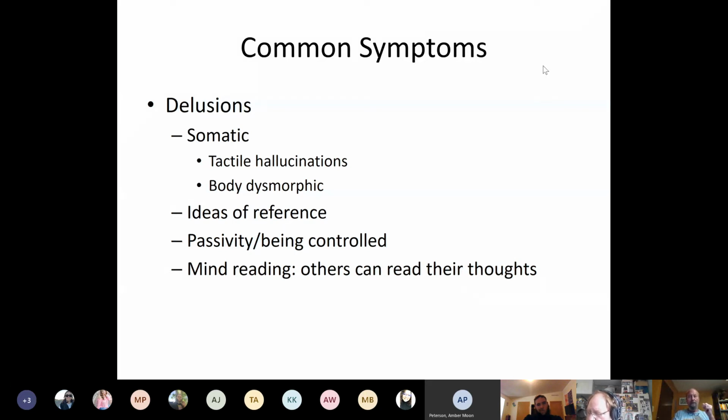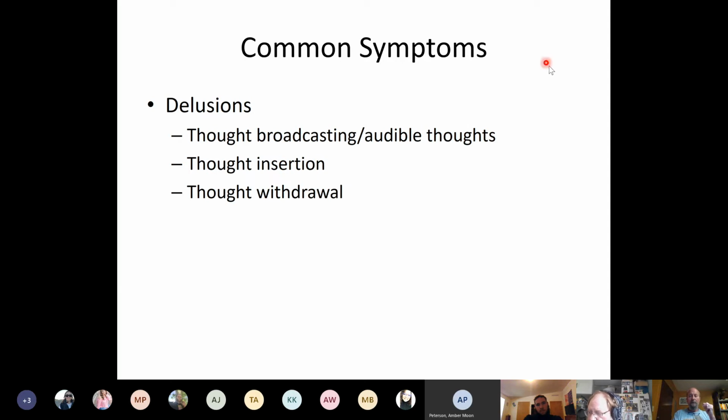And then mind reading: others can read your thoughts. Kind of similar, sort of the opposite perhaps, is thought broadcasting. I can broadcast my thoughts directly to you; you can hear my thoughts. Thought insertion is someone can put thoughts directly into my mind, not by saying, think of a horse. You're all thinking of a horse now, but I didn't insert that thought. I suggested it. Thought withdrawal, just like it sounds: people can pull thoughts from your brain.